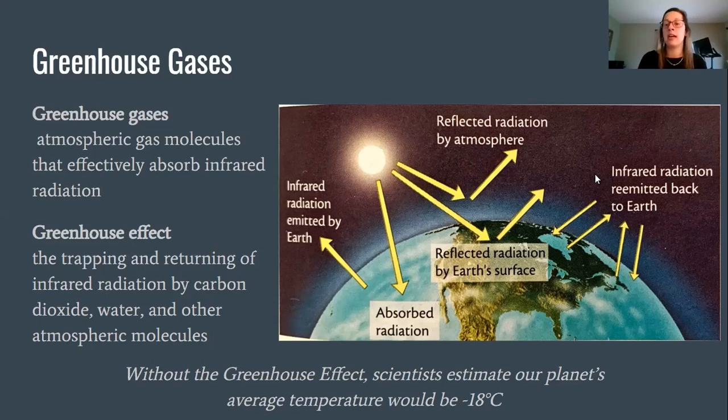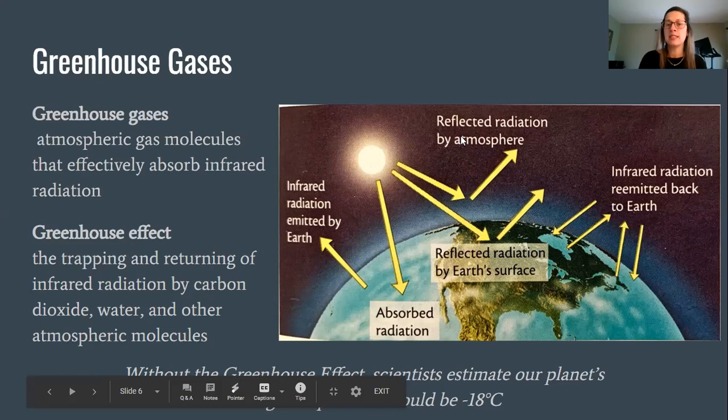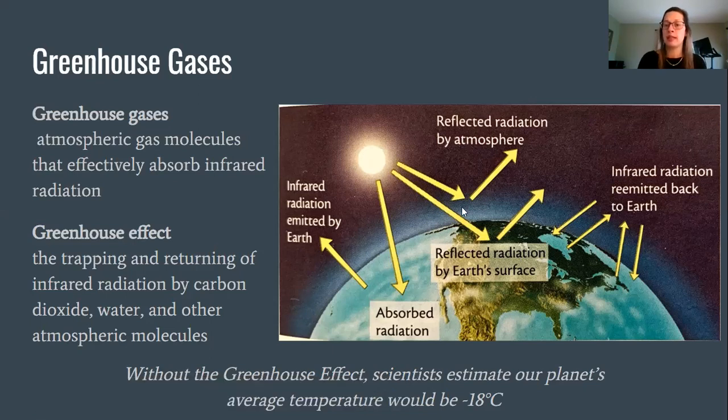So this is a diagram from your book. The sunlight shines down on Earth as solar radiation. Some of it is reflected by the atmosphere. It doesn't actually reach the Earth's surface. Some of the infrared radiation just goes back and forth within the greenhouse part of it, that greenhouse cover. And some of it's just absorbed.